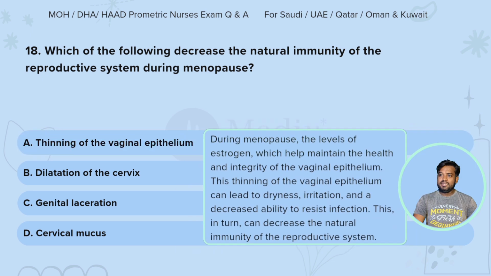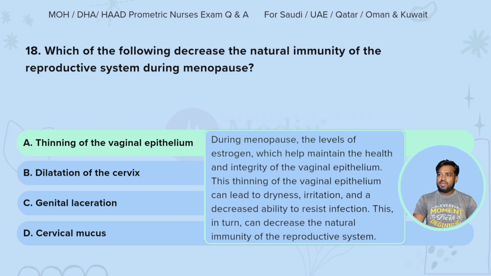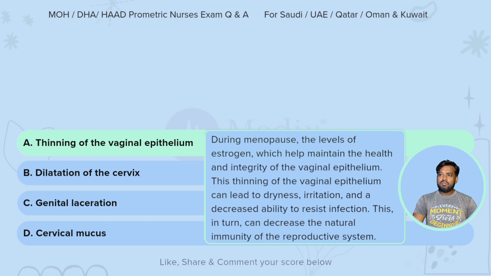The correct answer is A. During menopause, the level of estrogen decreases, while estrogen helps maintain the health and integrity of the vaginal epithelium. This thinning of the vaginal epithelium can lead to dryness, irritation, and a decreased ability to resist infection of the reproductive system.